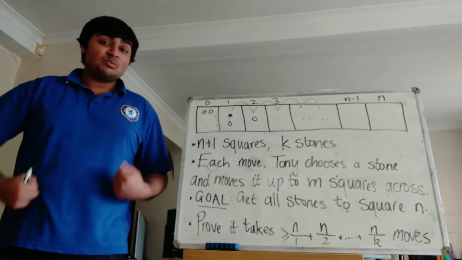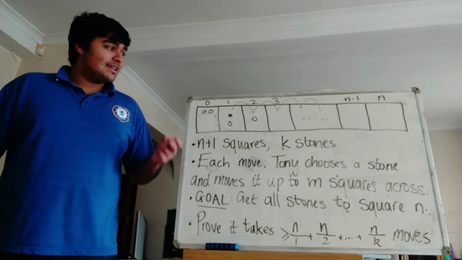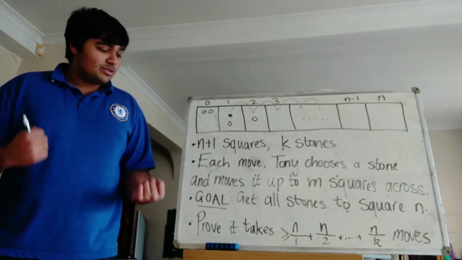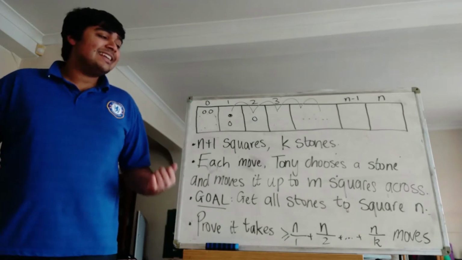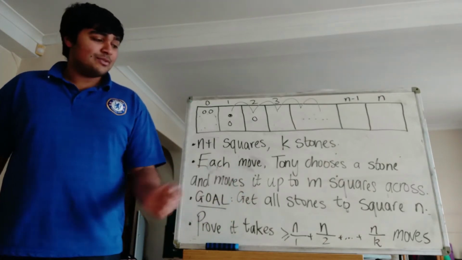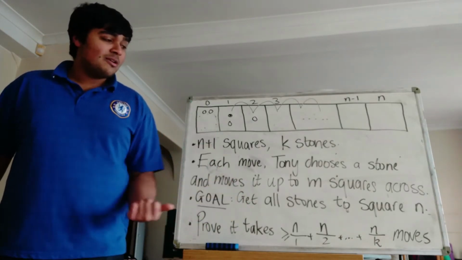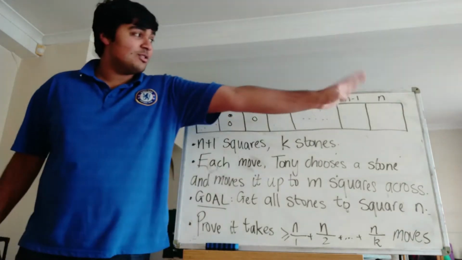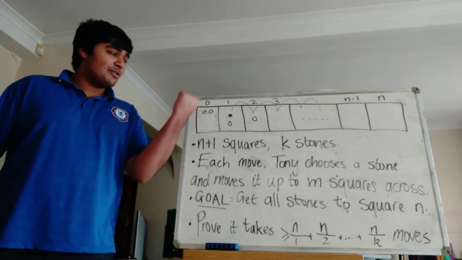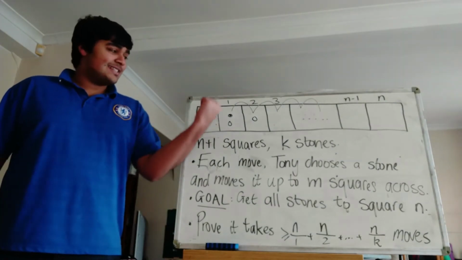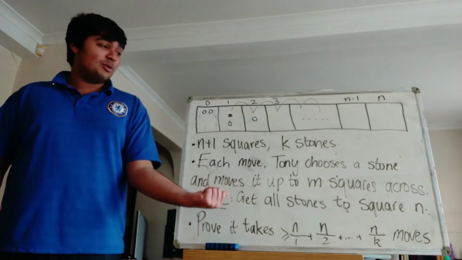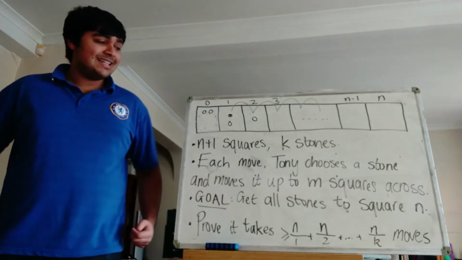That is what's known as a move, and Tony's goal is to bring all the stones onto square n. We want to prove that it must take at least n over 1 plus n over 2 plus n over 3 plus ... plus n over k moves for him to get all the stones onto square n, remembering that all the k stones start on square 0. This thing here is precisely n times the kth harmonic number. Anyway, we want to prove that it takes at least that number of moves.